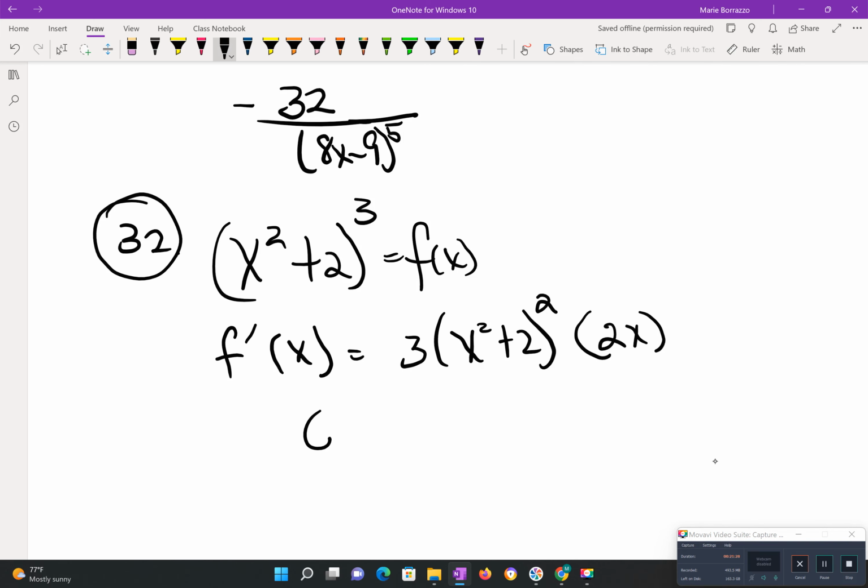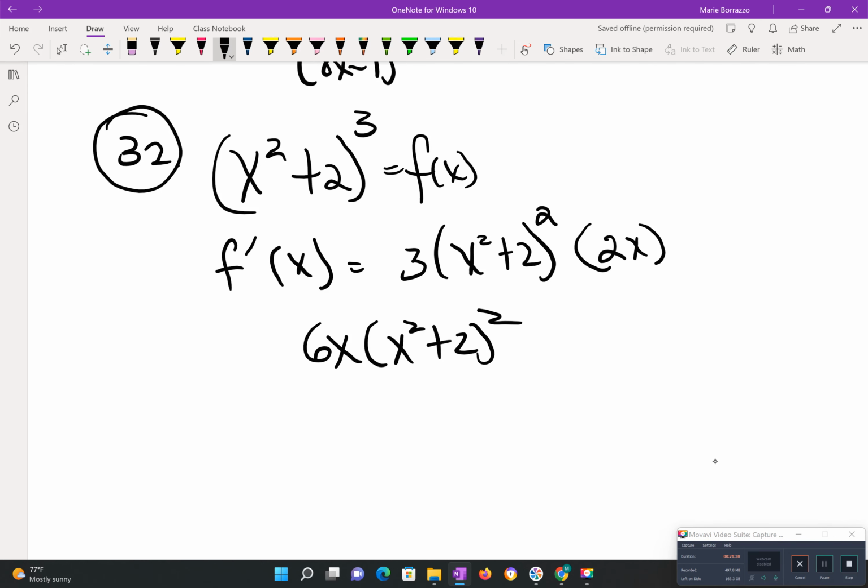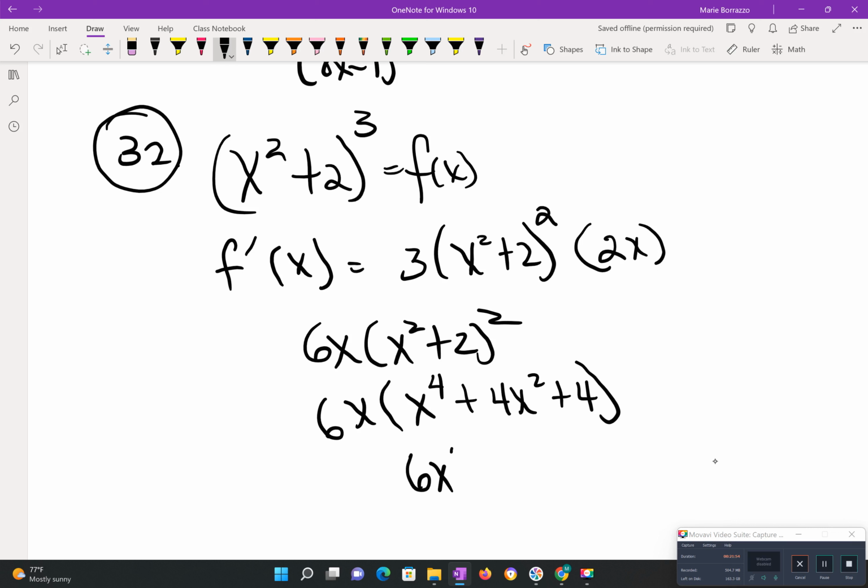This reduces to 6x times (x squared plus 2) squared, but we can go further and factor this, so you get 6x times (x to the 4th plus 4x squared plus 4). If I distribute the 6x into this trinomial, I'll get 6x to the 5th plus 24x to the 3rd plus 24x. And I believe that is our answer.